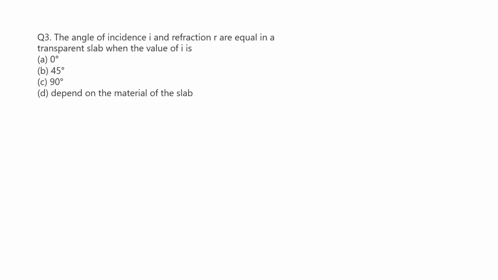The angle of incidence i and the angle of refraction r are equal in a transparent slab when the value of i is, so when can the value of i be 0?